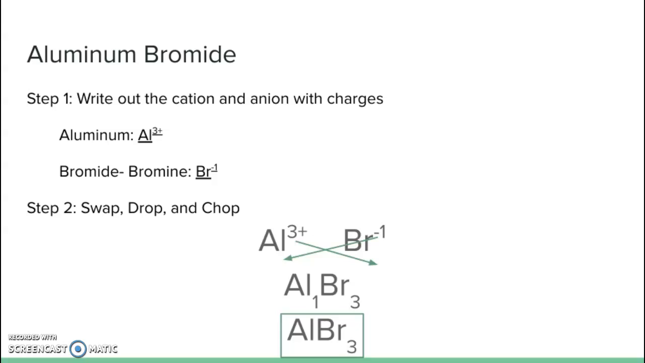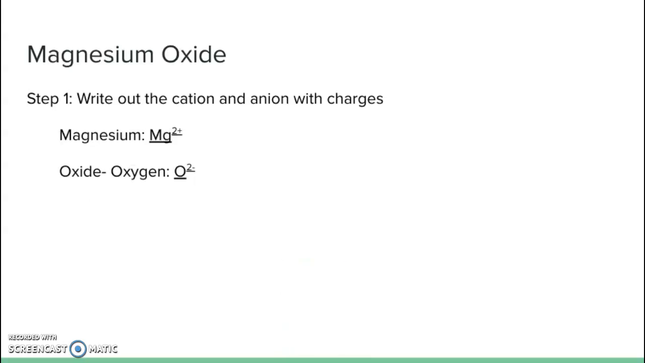Okay, let's look at another example. We have magnesium oxide, right? Step 1 is to just write out my cation and my anion again. So magnesium is my cation. The first one's always my cation, and I know it's Mg2+.